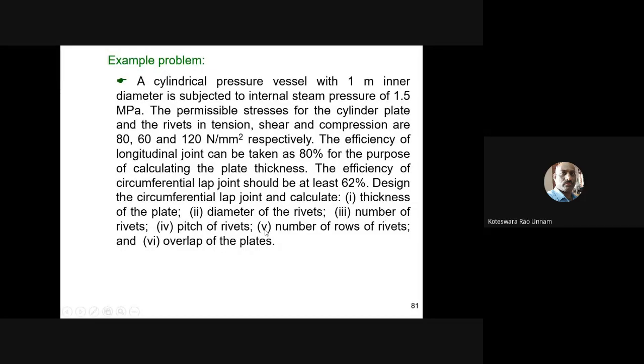Then the third point, the number of rivets, pitch of rivets, number of rows of rivets and overlap, that is, only 3, 4, 5, 6 are for the lap joint. The first two come from the longitudinal butt joint only. That's why he has given the efficiency of the longitudinal joint as 80%, and the efficiency of the circumferential joint as 62%. Of course, he has also given the allowable stresses in tension, shear, and compression. The diameter of the boiler shell is 1 meter and the internal pressure is 1.5 MPa.